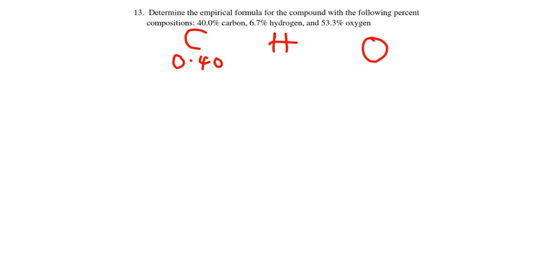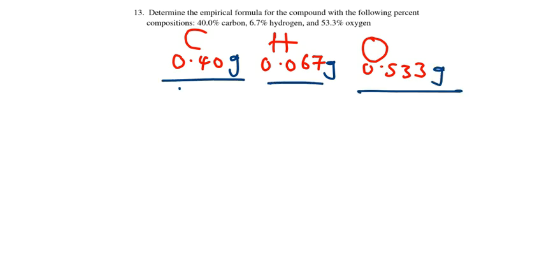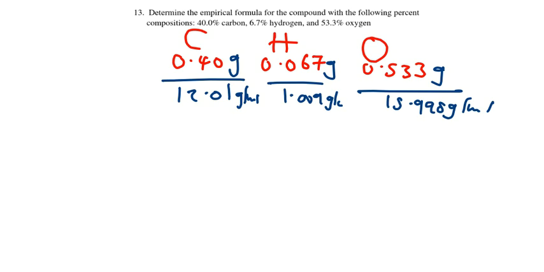For the hydrogen, 6.7 divided by 100 will be 0.067. For the oxygen, it will be 0.533. So what are our masses? Divide by the molar mass. This is 12.01, this is 1.009, this is 15.998. In short, we're trying to find the number of moles. So let's go on and do that.